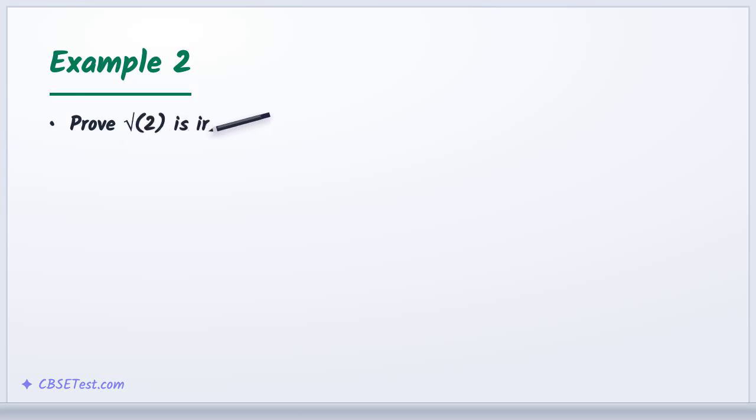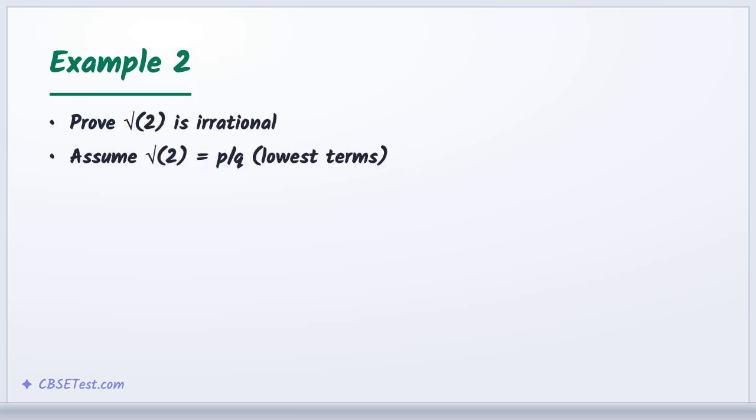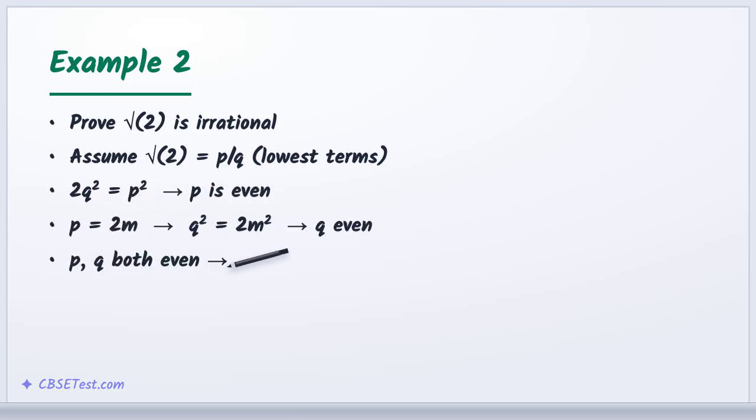We prove root 2 is irrational by contradiction. Suppose it equals p over q in lowest terms. Then 2q squared equals p squared, so p is even. Writing p as 2m forces q to be even too. But p and q can't both be even if the fraction is in lowest terms, a contradiction. So root 2 is irrational.